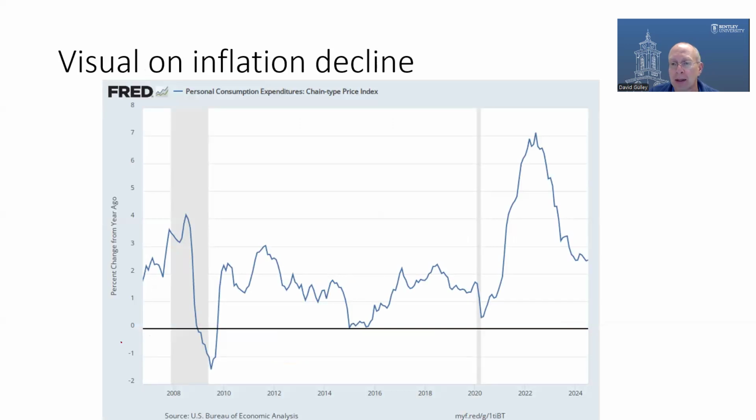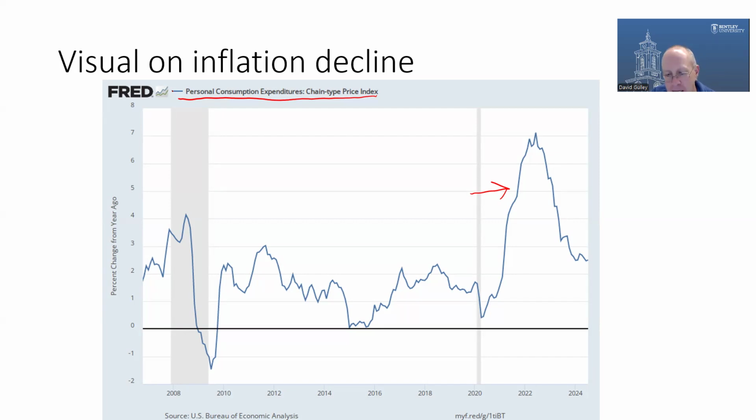So here's a visual on the inflation decline. At first, you can see that post-pandemic, the inflation rate rose very dramatically and peaked out at just over 7%. And by the way, this is the Fed's preferred inflation measure, the personal consumption expenditures version of inflation. This is not the relatively more well-known CPI version of inflation, which increased at a higher rate.